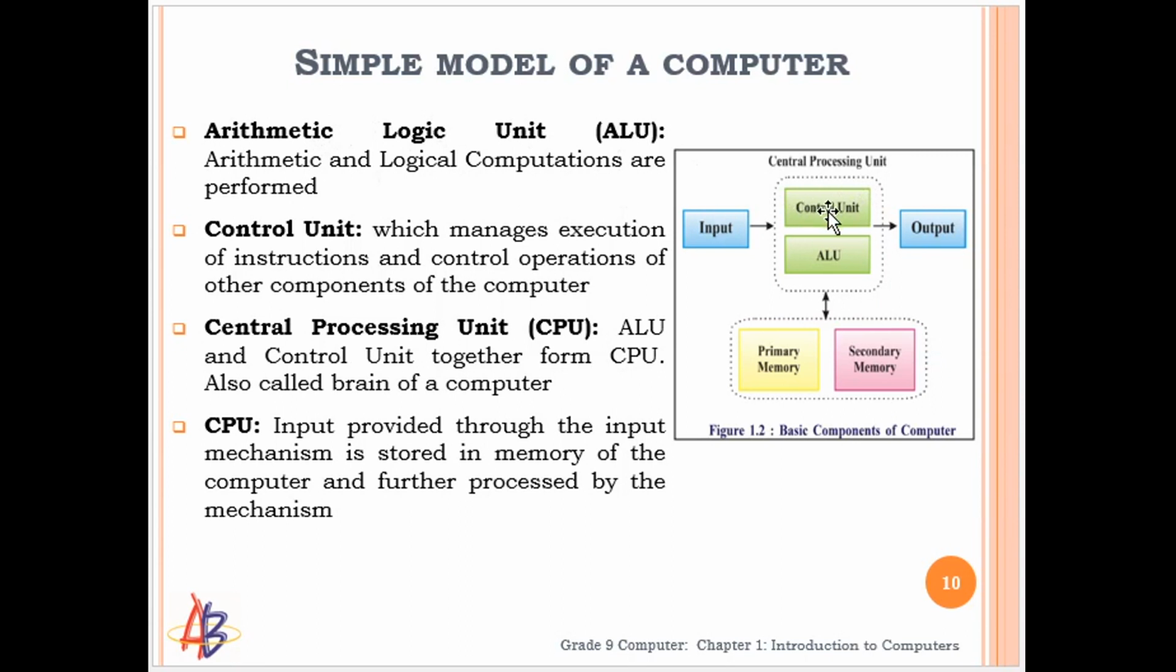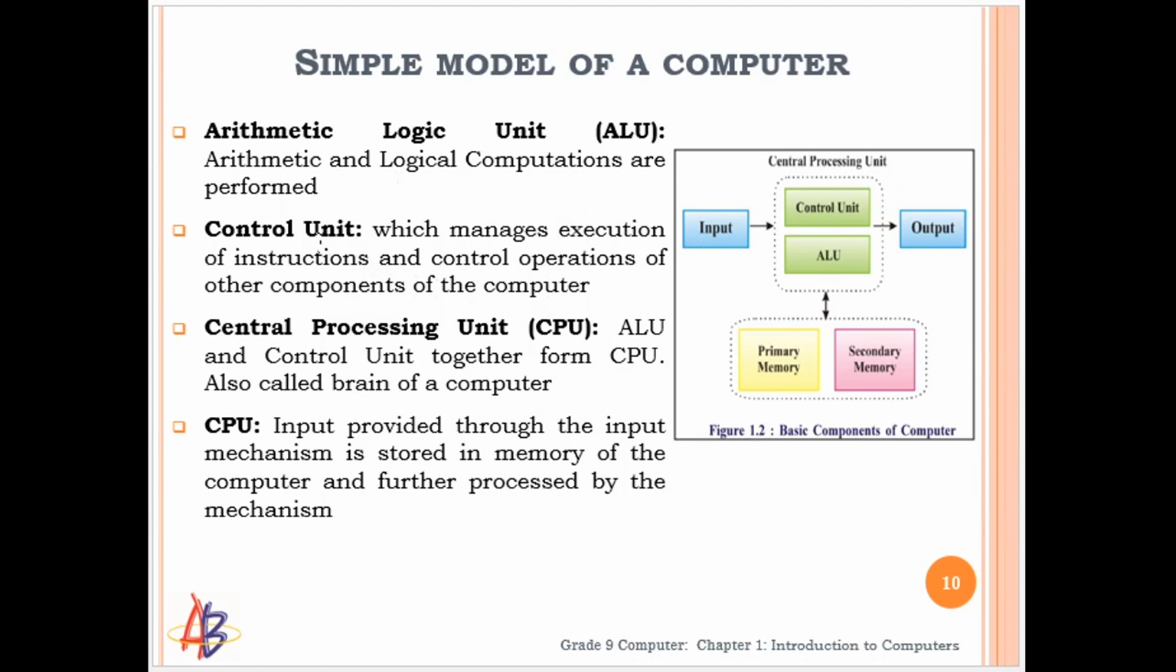In the central processing unit you will see two things, the ALU and the control unit. The full form of ALU is arithmetic logic unit. It does the arithmetic and logical computation. What is arithmetic and logical computation? We know plus, minus, multiplication, division are all arithmetic operations. Similarly, logical operations are things like logical OR and logical AND.